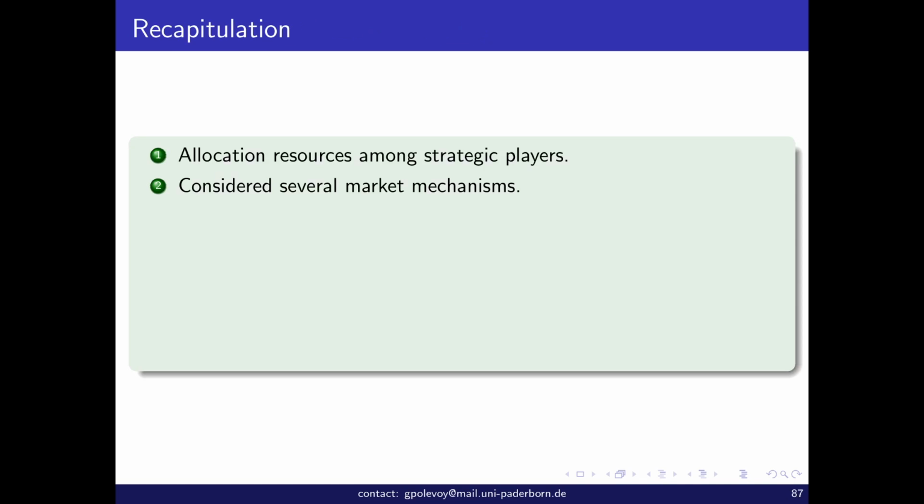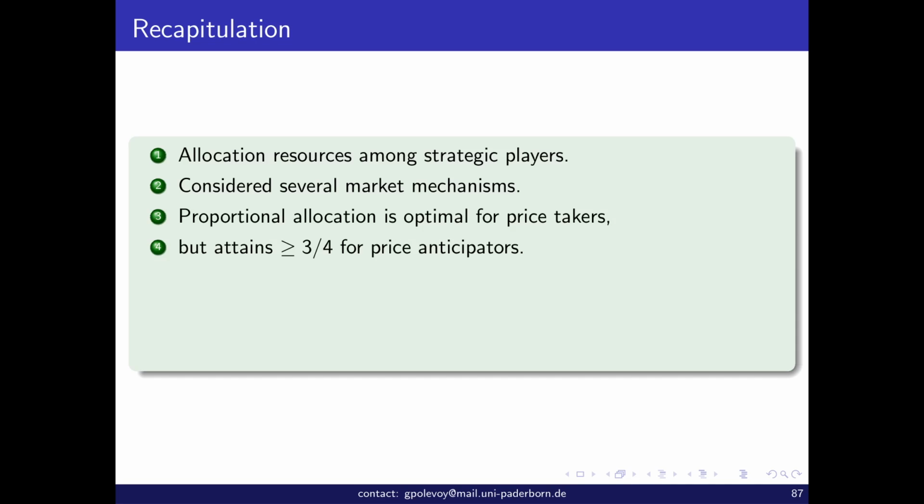So to recap what we have done in the whole chapter, we've looked at the allocation of resources among strategic players. The resource is fixed. We call it capital C. There are strategic players who choose how to behave and which utility function to claim in order to be as well off as possible. We considered several market mechanisms, and the proportional allocation mechanism was optimum for price takers, so those who didn't think of the fact that the price depended on what they actually did, but assumed that the price was constant, and in that sense they were optimum.